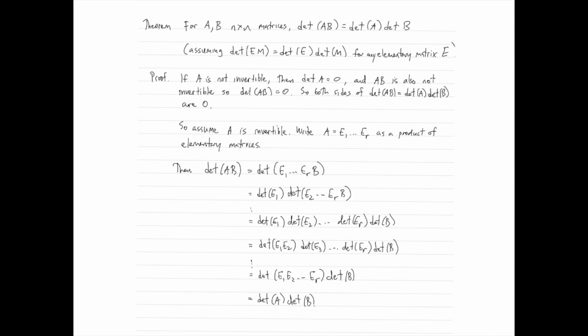The little bit more involved case is if A is invertible. And here's where these lemmas that we proved came in. Write A as a product of elementary matrices. Now on the previous slide I had written A is equal to E_1 inverse and so on. Here I've just relabeled things and have written A as a product of elementary matrices. Okay, so then I'm trying to show this equation up here.